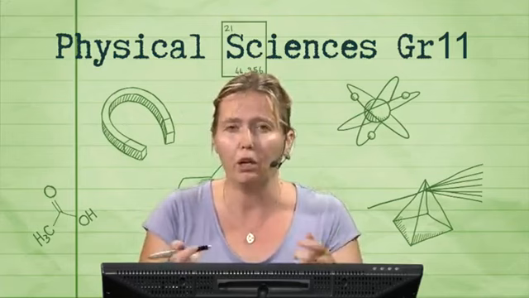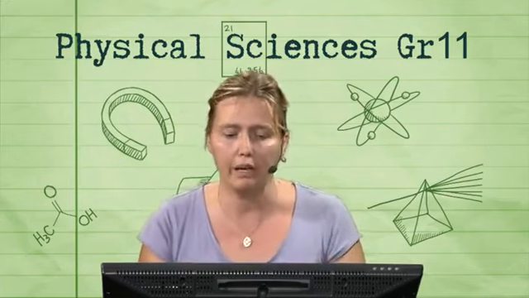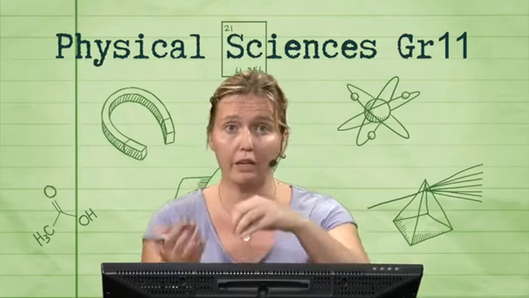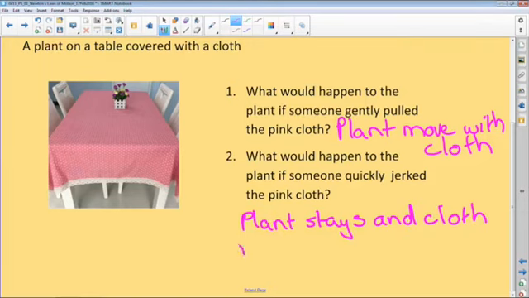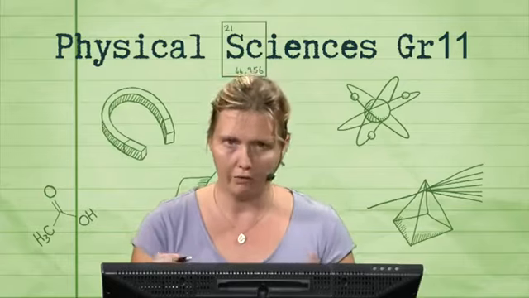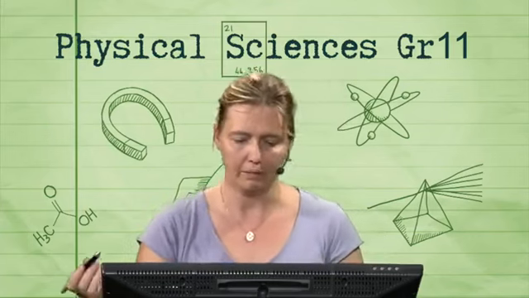But if I pull the cloth really quickly, what's going to happen? The plant is going to stay where it is. The cloth is going to move out from under it. So your second answer is that the plant stays still and the cloth moves. Okay, that is not permission to go and try this at home tonight and break all of your mom's nice plates. You're just going to have to believe me for this one, because I don't think your mom will be very happy if you break all of her plates.